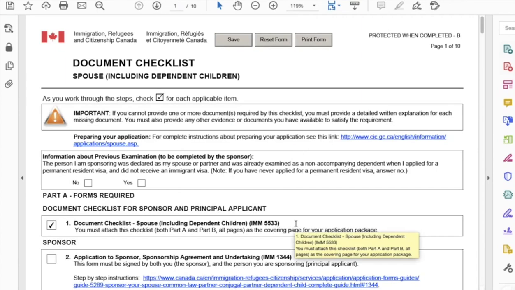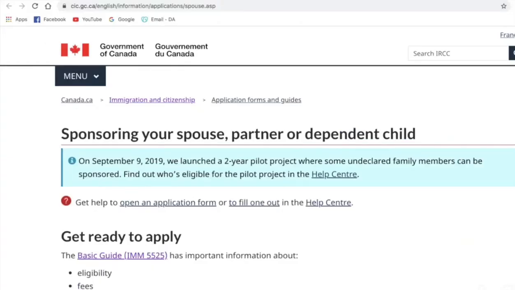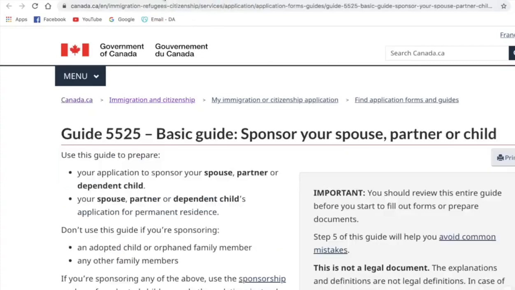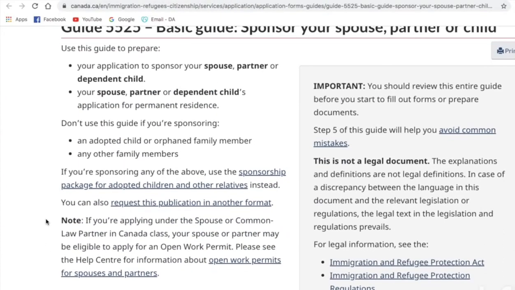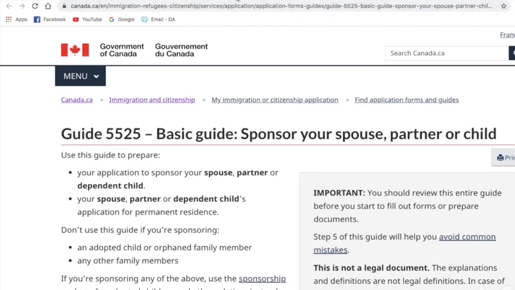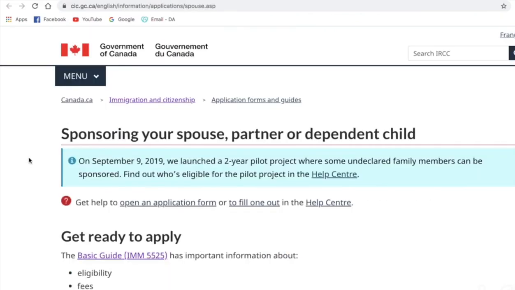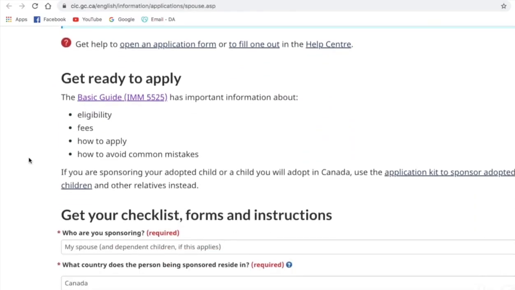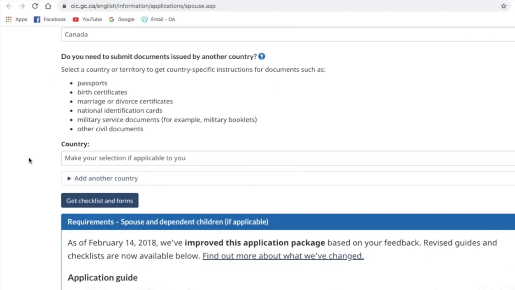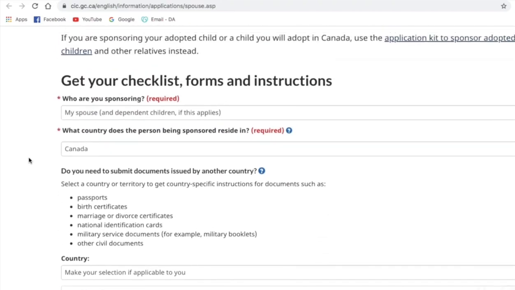Please read every point very carefully. I would suggest you read the basic guide first. You'll get a lot of idea about the process, and then after that you can read the complete guide as well. I'll provide you the links for both of these, the basic and the complete guides, and the link to download this application package as well. Guys, be very careful. There is no scope for making any mistakes here.